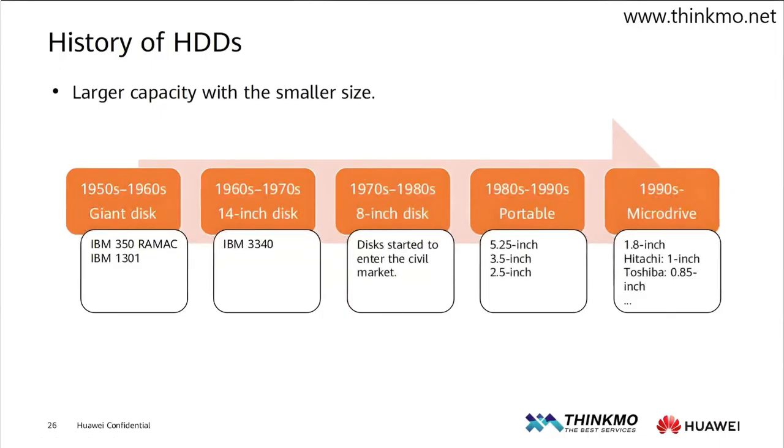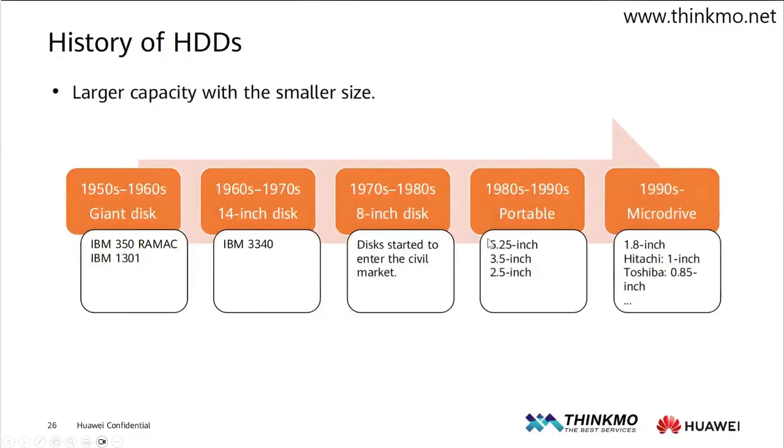If we look from the 1950s, we have the IBM 1301. Its capacity had already reached 28 megabytes. Then with the 3340 version, the major improvement was that it could be put into a box. It wasn't that big anymore. It had become compact enough to fit into a 14-inch box, and the capacity reached 30 megabytes.